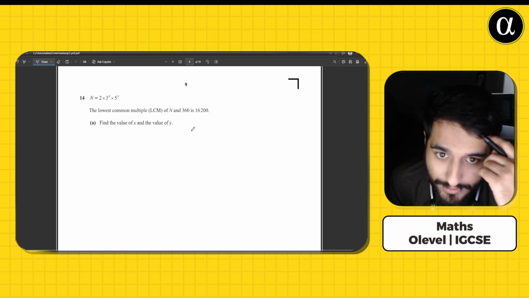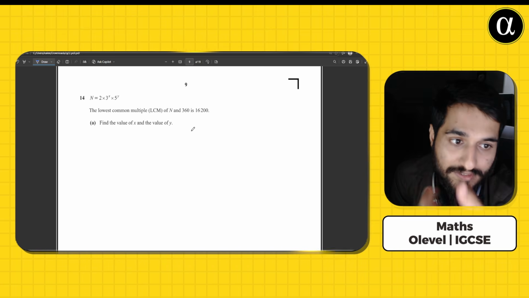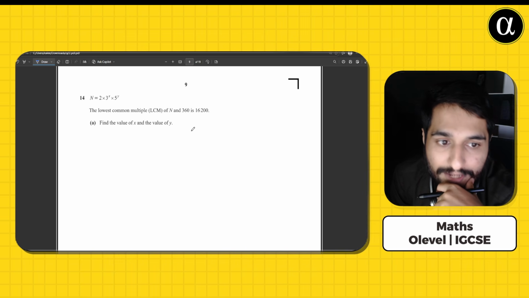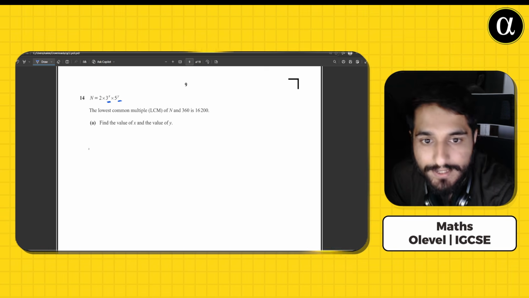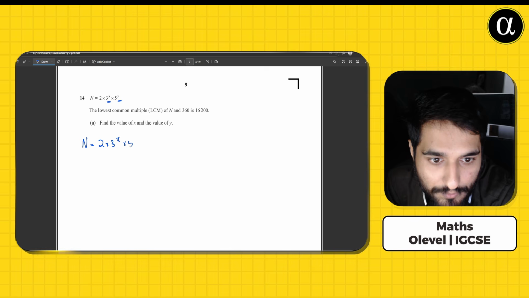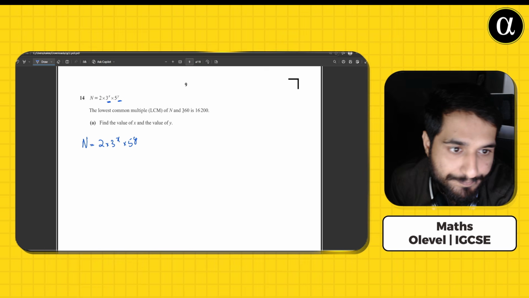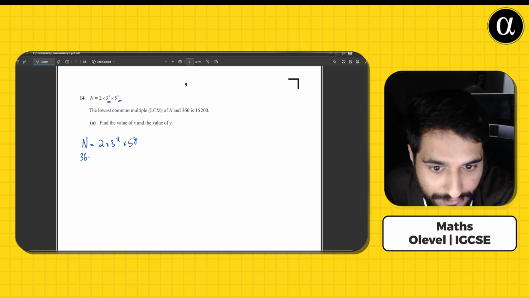Question 14 says that the lowest common multiple, LCM, of n and 360 is 16200. Find the value of x and the value of y. Now the value of x is right here and the value of y is right here. We need to know that n is 2 into 3^x into 5^y, and we need the factors of 360.